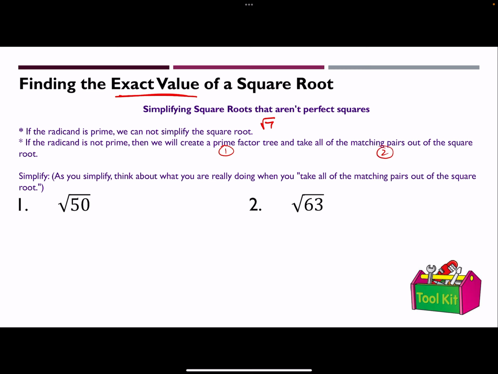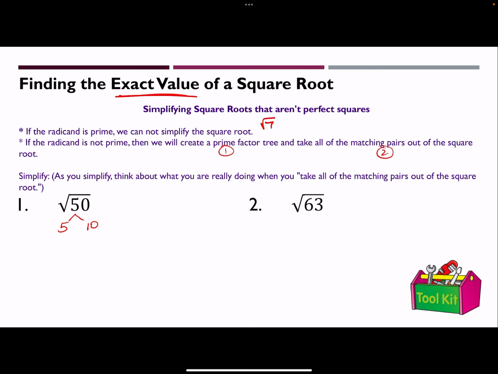All right, so let's do a couple examples together. The square root of 50, again, we said it's not prime, so we're going to create a prime factor tree. So you can think, what times what goes into 50? Well, maybe I say 5 and 10. Maybe you say 2 and 25. We're going to come back to 2 and 25 in just a second, but let's go with 5 and 10.